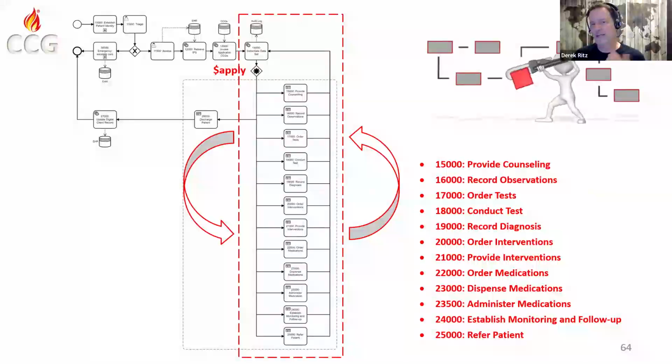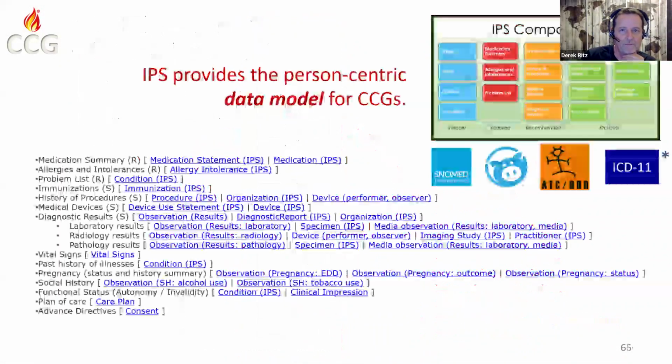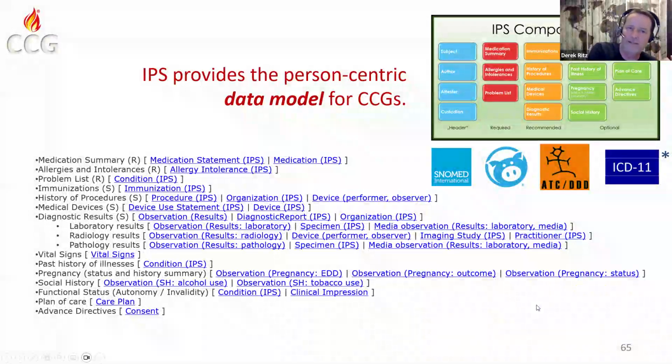And so you can provide counseling to me, record observations about me, order tests for me, conduct tests, record a diagnosis, order interventions, provide those interventions, order meds, dispense and administer the meds, establish monitoring and follow-up to say, see you again in 3 months or whatever, or escalate my care. You can refer me. And that's the palette. Those are the verbs you can use to express the CCG. Well, that's the processing model.